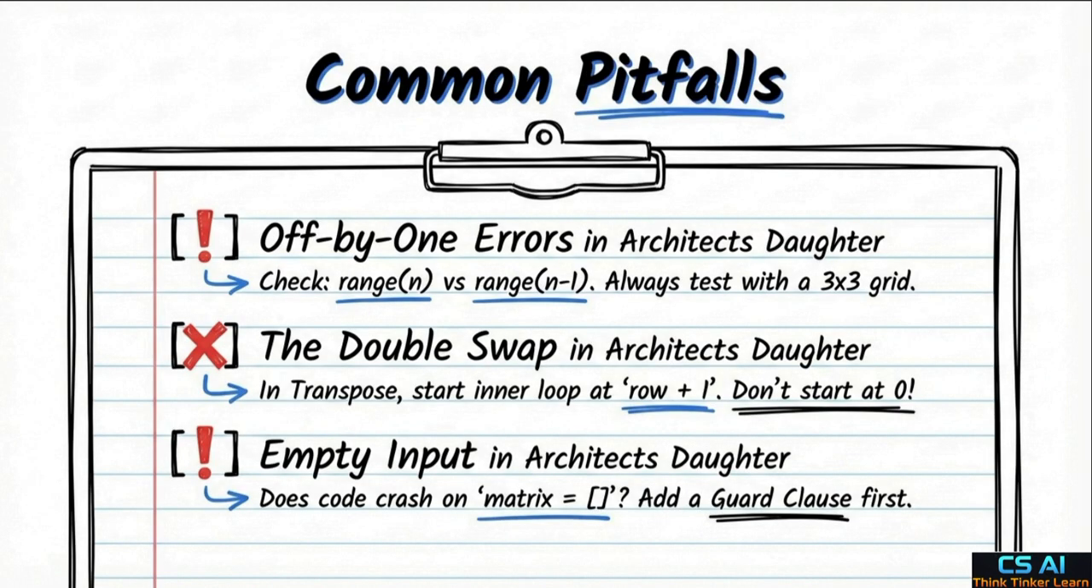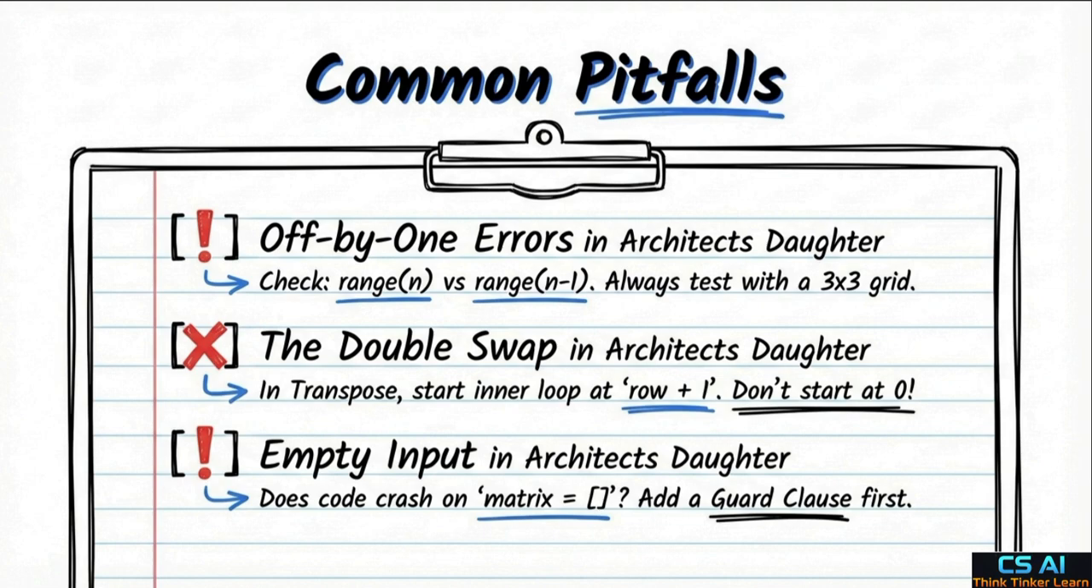Before you head into your next technical interview, review the checklist of common pitfalls. Off-by-1 errors. Always check if your loop should go to n or n minus 1. A 3 by 3 grid is your best friend. Trace your logic on a small paper grid before you type. The double swap. As we discussed in transposition, ensure your inner loop doesn't restart at 0 and undo your work.